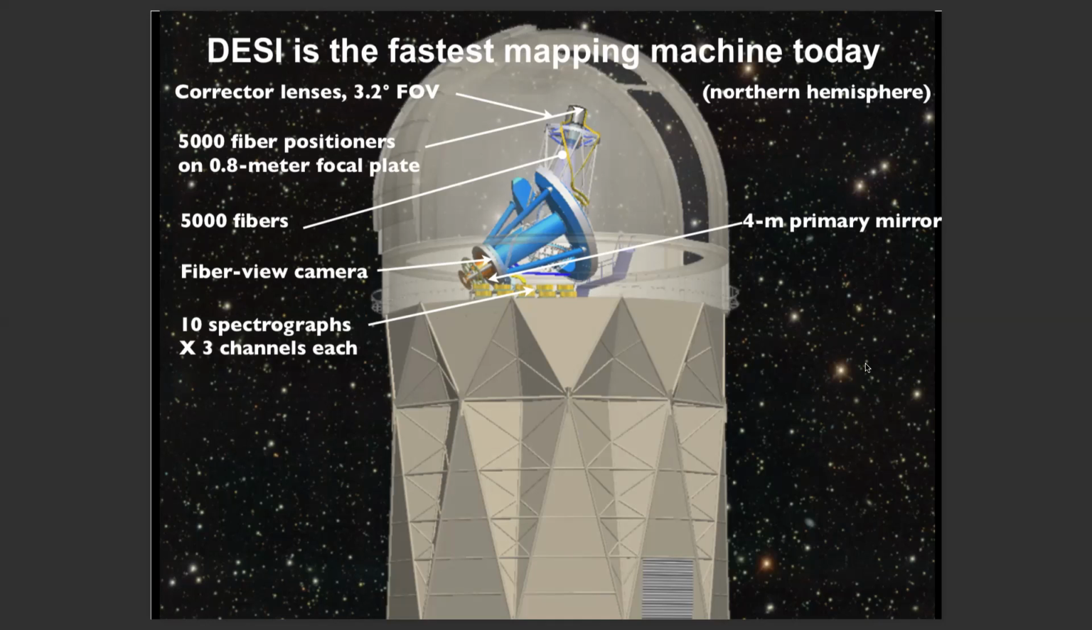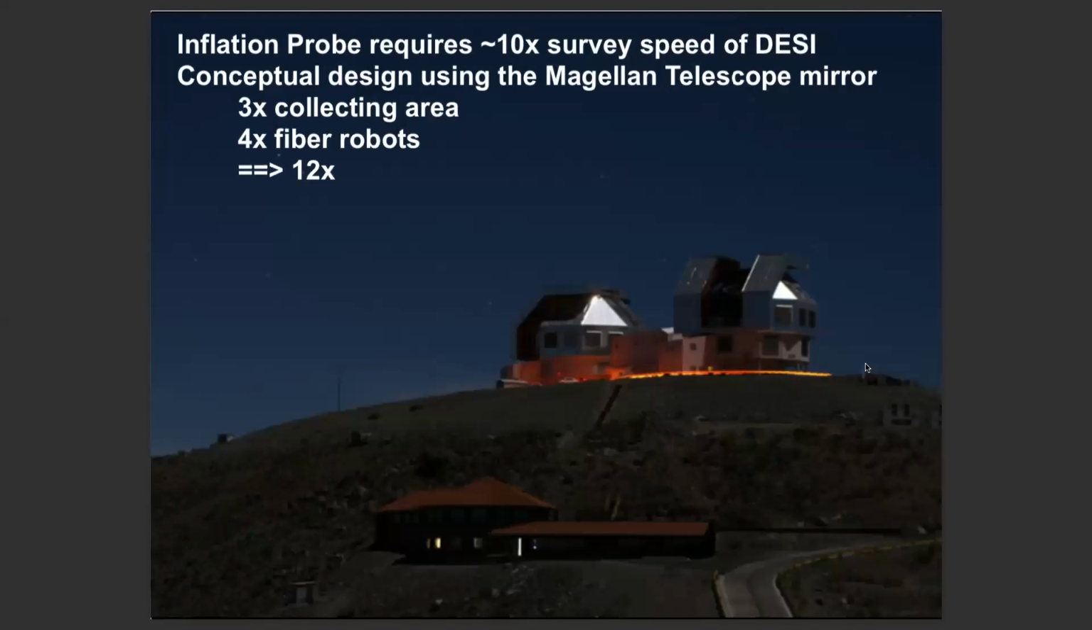So you've already heard about this. This Mega Mapper concept, the concept here is this is something we put in the southern hemisphere so that we could take advantage of the LSST imaging available at that time. So briefly, the idea is to get to this 10 times speed with a combination of a bigger collecting area on the telescope and a higher multiplexing factor by a factor of 4.